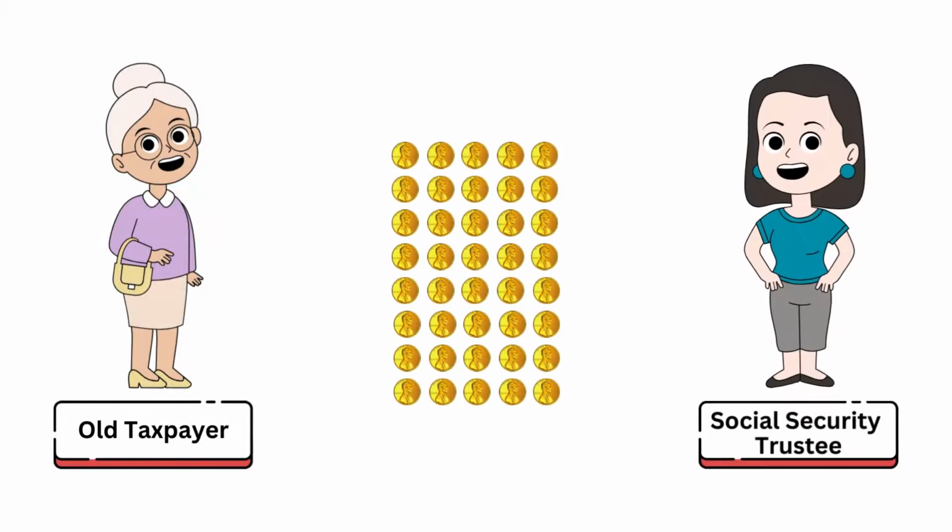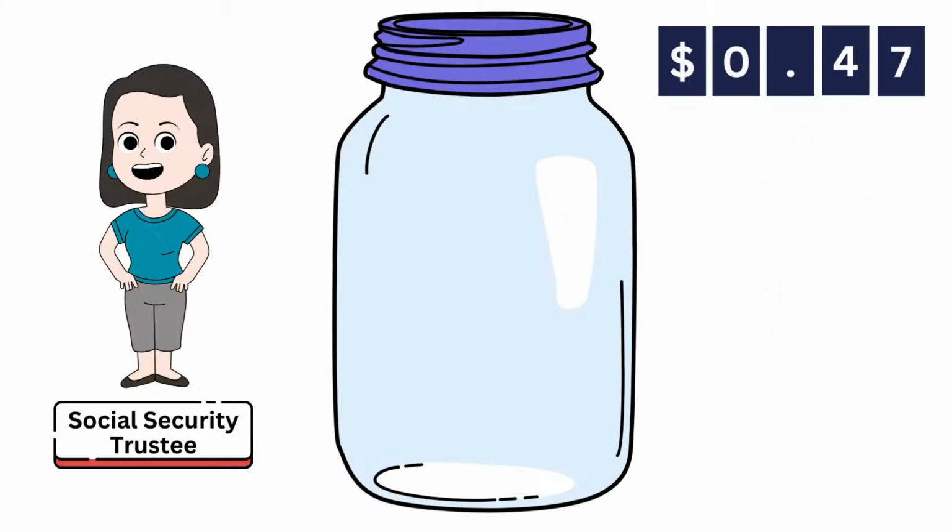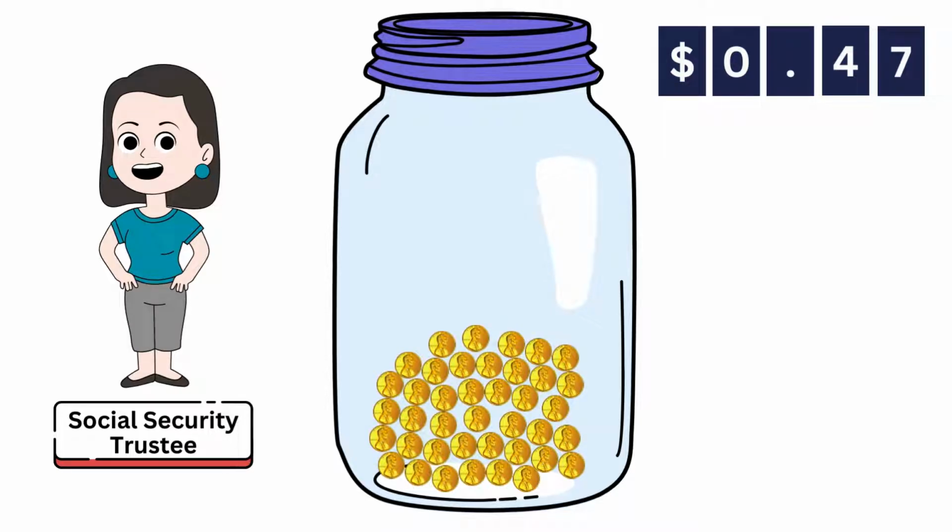Let's say it is a new year, so the old taxpayer will pay their taxes and give 40 cents to the Social Security Trust Fund. The trustee puts the 40 cents in the trust fund, and the counter goes up accordingly. Now, the trustee has to pay the beneficiaries, so she will take 10 cents out of the trust fund, give it to the beneficiaries, and reduce the counter by 10 cents.